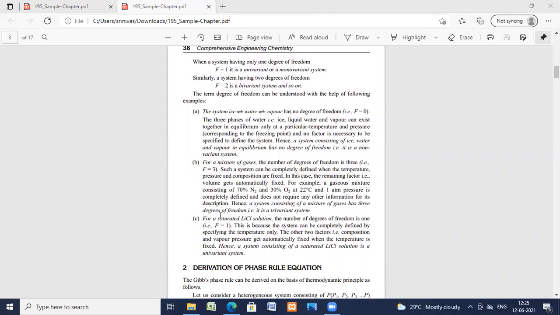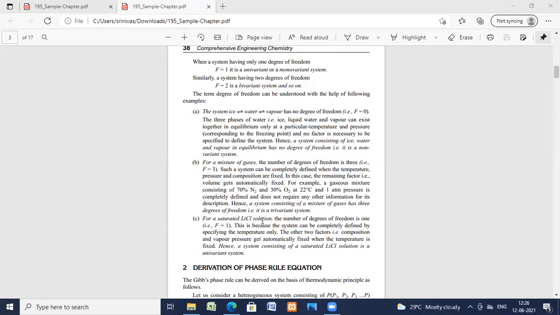Now we'll see another example. For a saturated solution of lithium chloride, the number of degrees of freedom is 1. Lithium chloride is one component, water is the other component. We are not talking about the components here. The number of components C is two: one is lithium chloride, the other one is water.